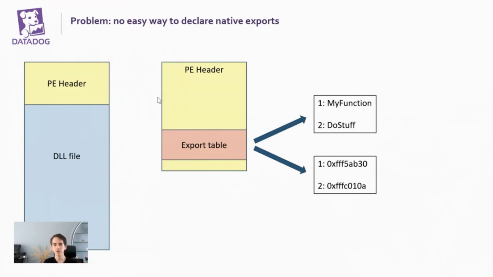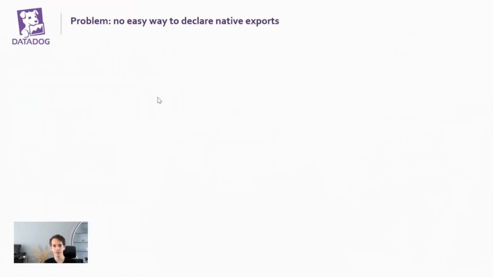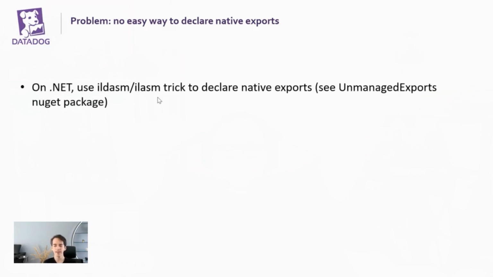And so by combining those two pieces of information, you can conclude that at that part of the DLL file, you have my function, and at that part, you have do stuff. And so then calling code from a DLL is just a matter of mapping the file in memory and then jumping to the location of the function you want to execute. Of course, in practice, it's more complex than that, but this is the concept behind it. And so we're going to need to declare native exports. But the problem is that native exports are not supported by C#.